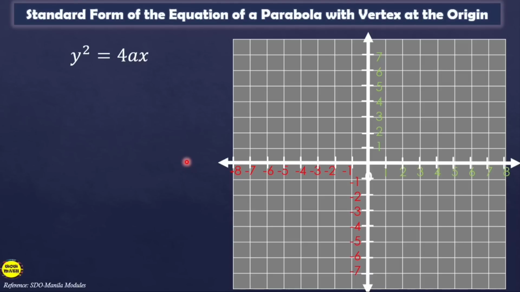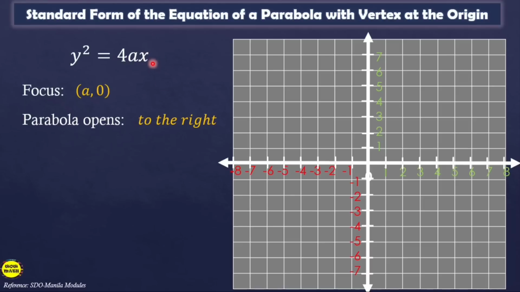Ano pa ba yung iba't ibang parts ng parabola natin? Yung focus natin, kapag ganito yung equation natin, susundan lang natin yung a natin, that is the focal distance, and 0. Constant yung 0 kasi yung vertex natin laging nasa origin. So dito yung vertex natin is 0, 0. And since x yung hindi naka-raise sa 2, yung parabola natin opens to the right. Kapag negative yung nandyan, class, yung graph natin open to the left.